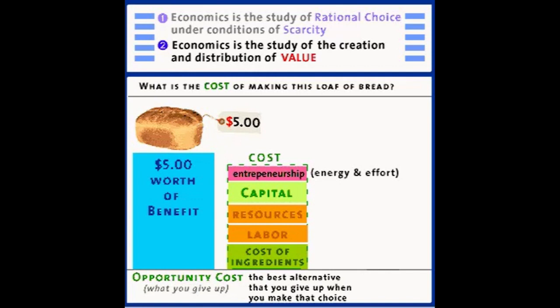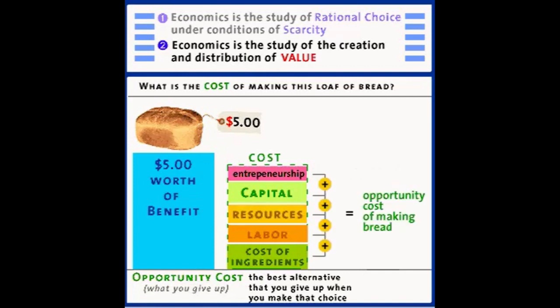If you add up the opportunity costs of all the resources that are used in the production of bread, you have the opportunity cost of the production of bread. If you subtract the opportunity cost from the benefits of the loaf of bread that you're creating, you have the economic value of that bread. The economic value, the difference between the benefit and the cost of producing it.